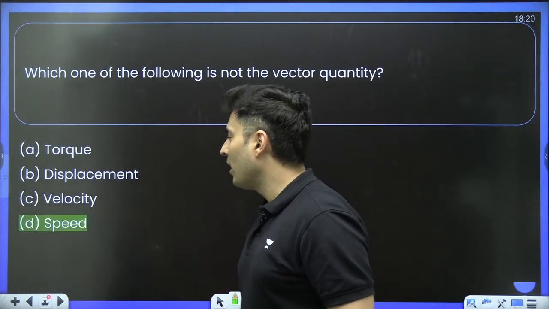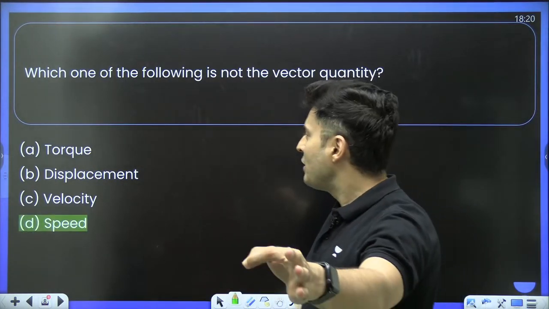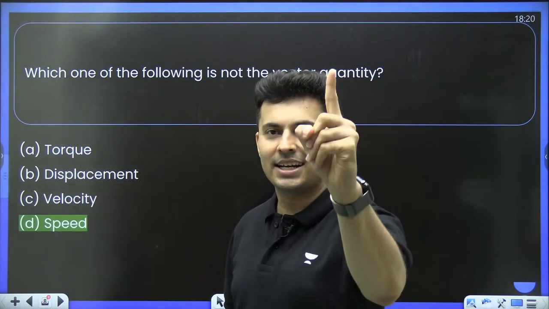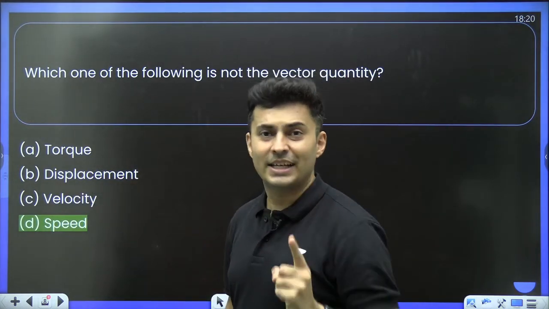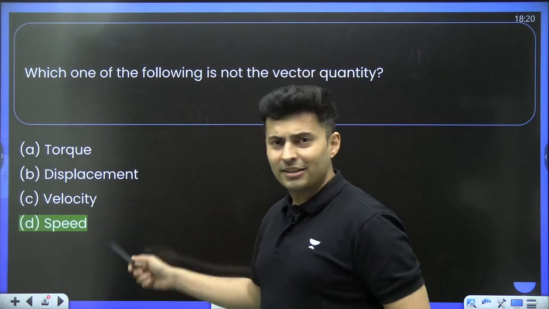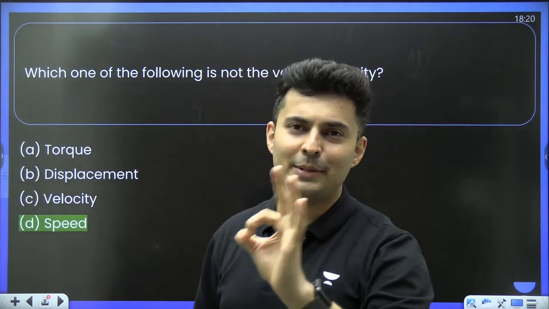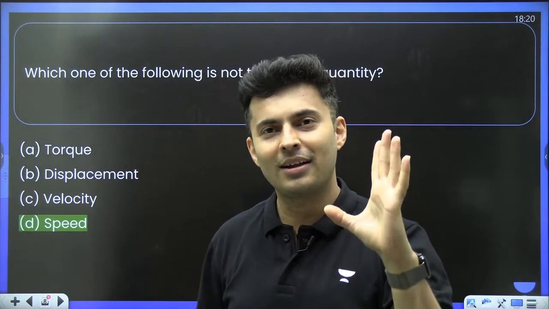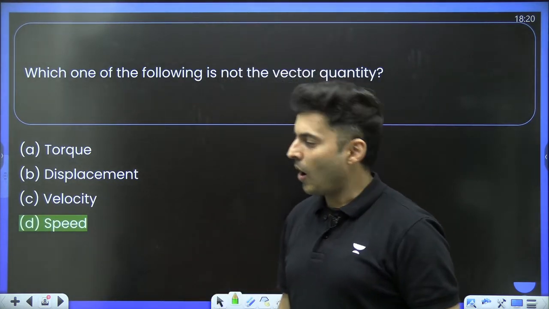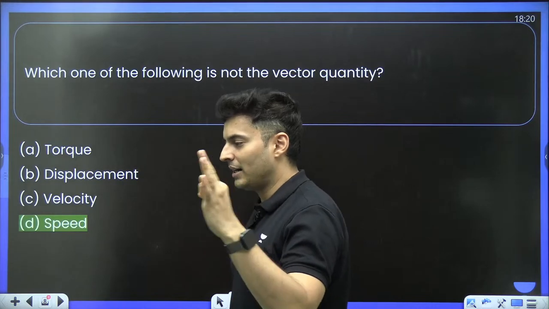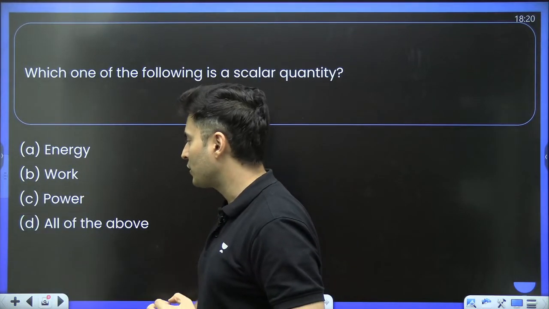Awesome. The answer is speed. Torque is a vector. There is a direction. Displacement is a vector. It has a direction. Velocity is a vector. It has a direction. Speed, only if you tell me the magnitude, that is more than sufficient. Awesomeness. Proud of you, my dear warriors. Moving on to the next question.